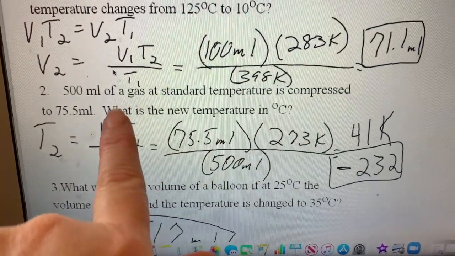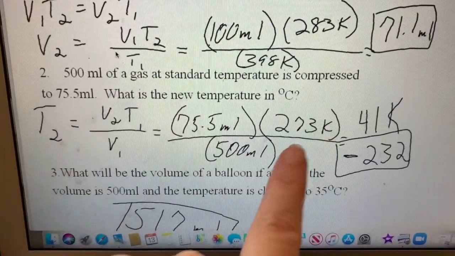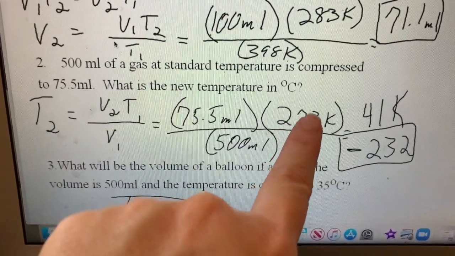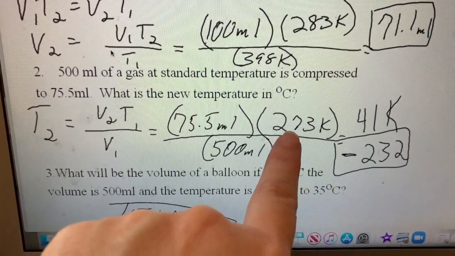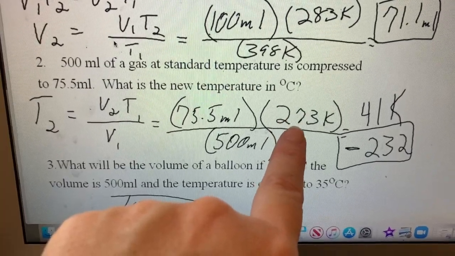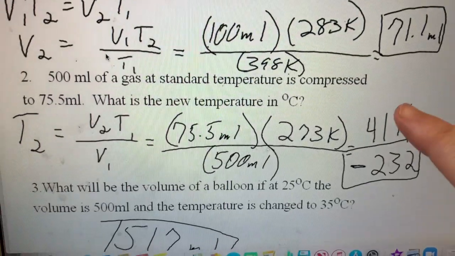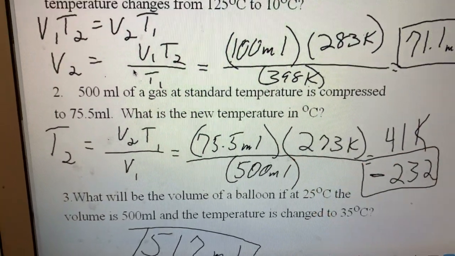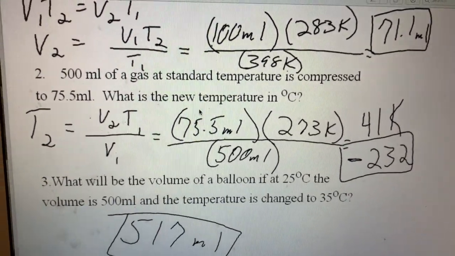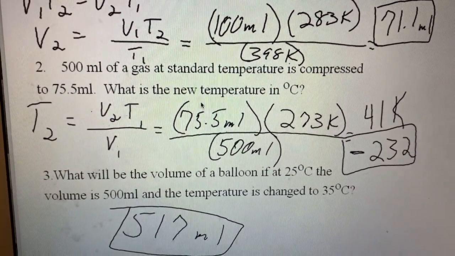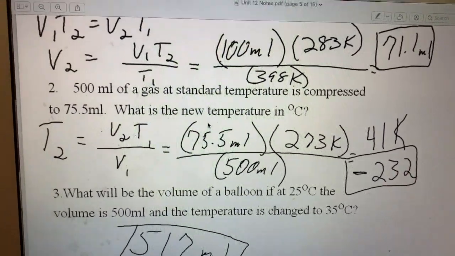Plugging my numbers in, again, remembering that my temperature has to be in Kelvin. I told you that it is at standard temperature, which is 0 degrees Celsius, so it's 273 Kelvin. When I solve for this, I'm going to get the answer in Kelvin, but I asked for the answer in degrees Celsius. So all I'm going to do is take that 41 Kelvin, subtract 273 from it, and I get negative 232, and I should have degrees Celsius written on there.